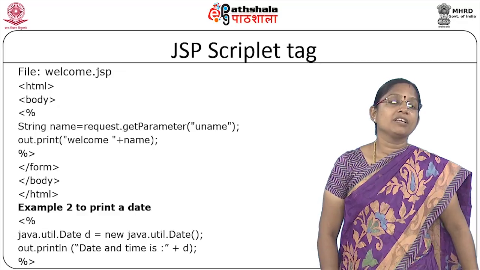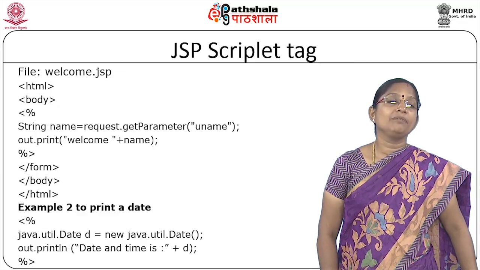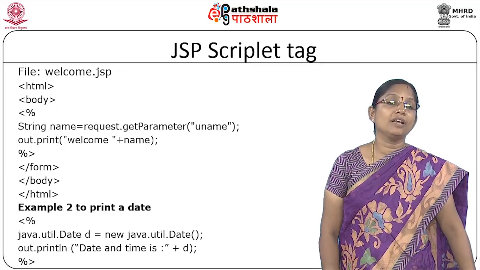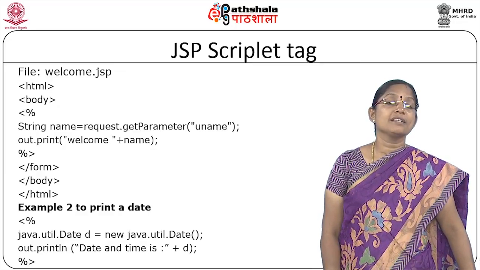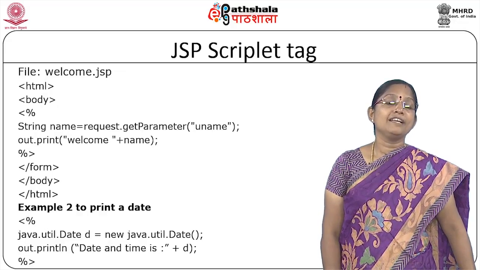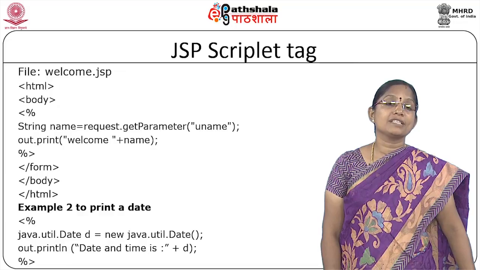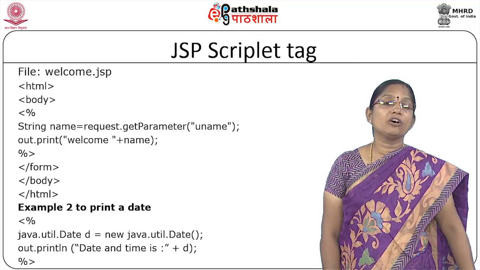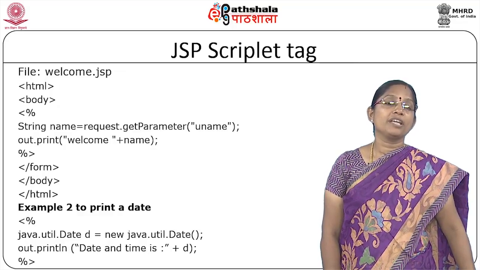So in the welcome.jsp, you can see a scriptlet is available within the body tag. What is this scriptlet? It is going to execute a statement called request.getParameter of uname. It tries to get the user name which has been given from the HTML file, and it stores the corresponding name in a variable called name, which belongs to the string data type. In the next statement it simply prints out.print of welcome and that particular name. So on the fly we have embedded a scriptlet code inside it.